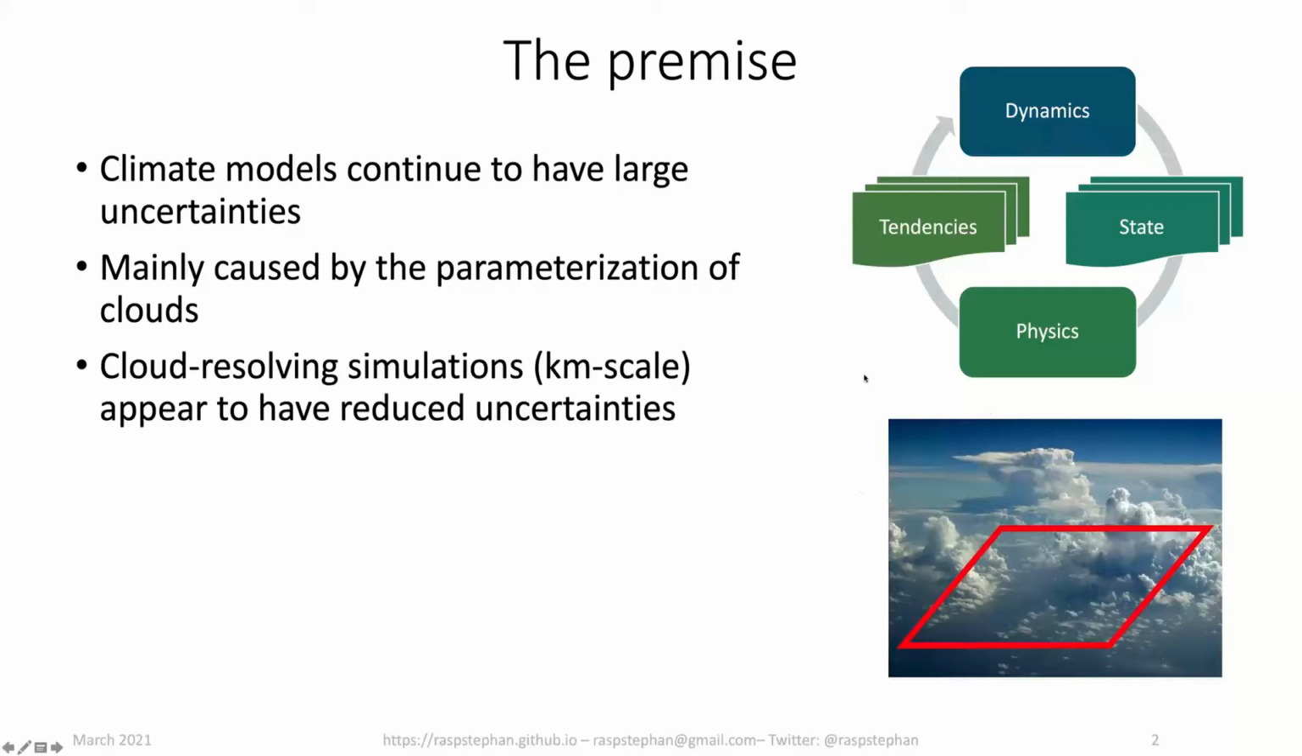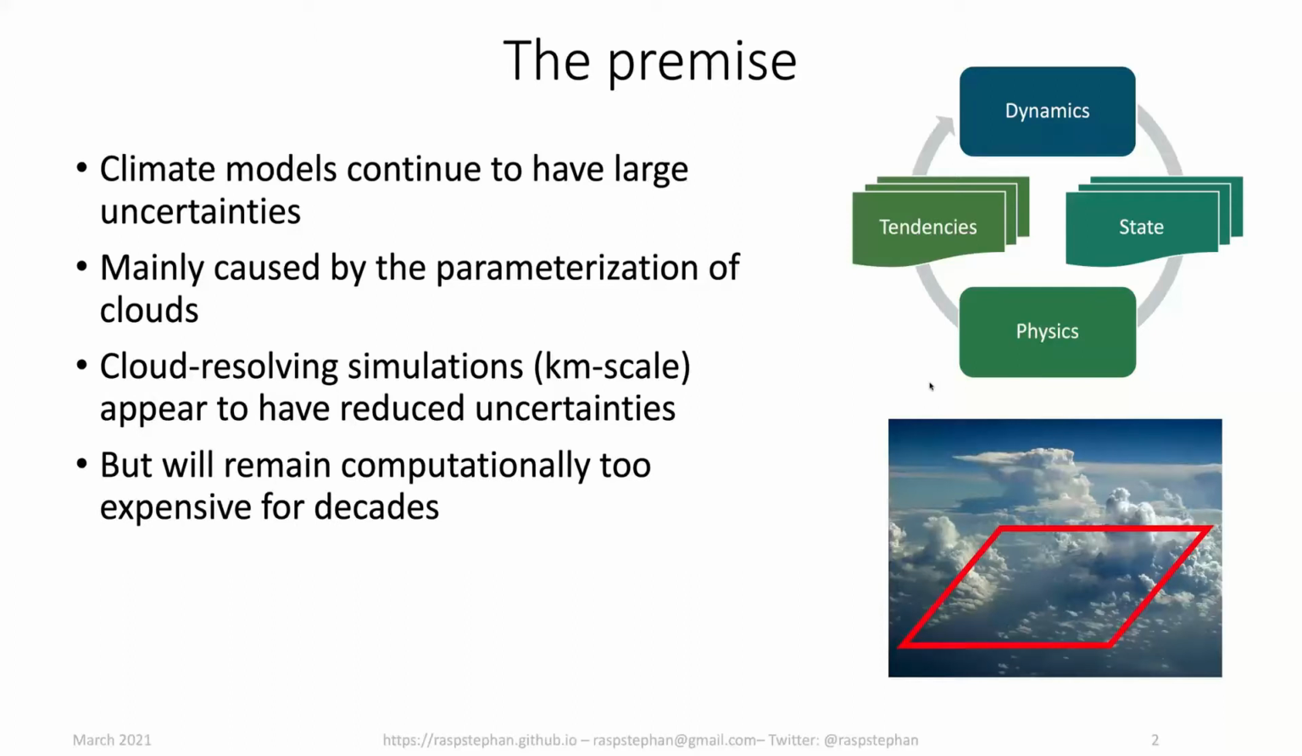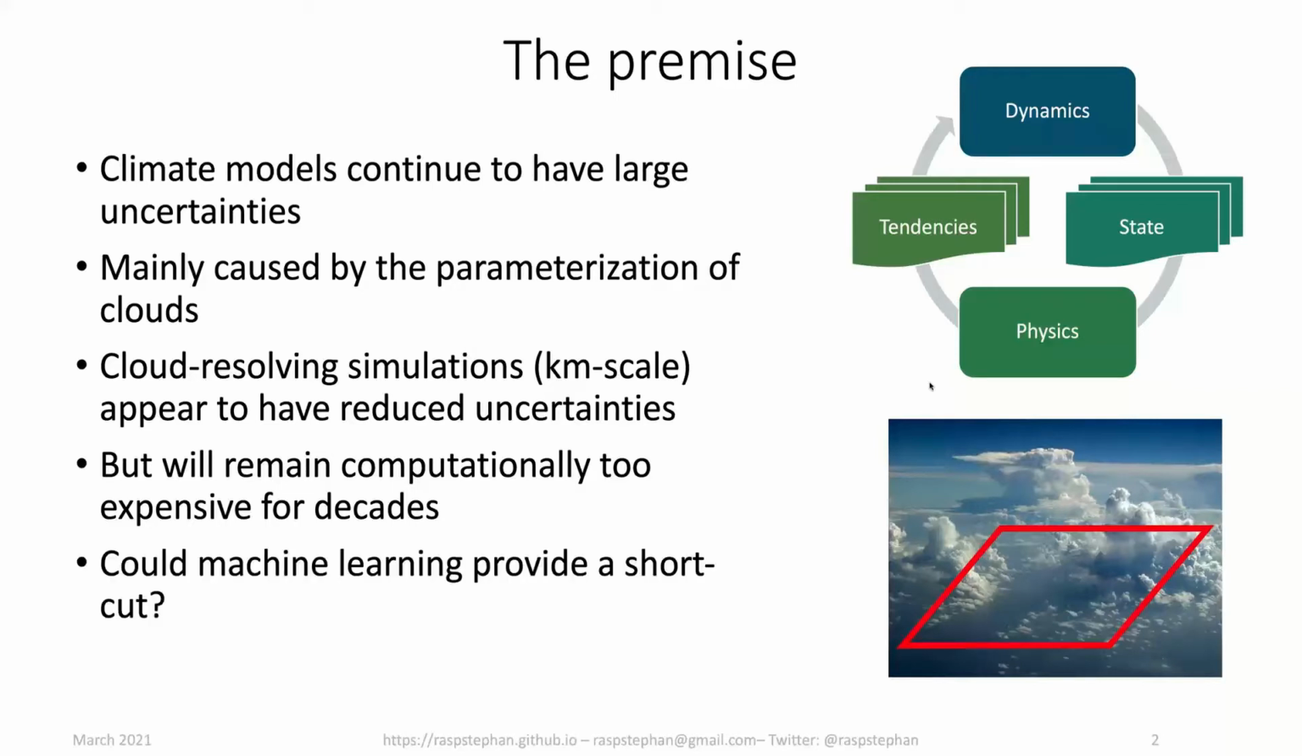Now, ideally, what we want to do is we want to resolve the clouds, because then we need to make fewer approximations, and evidence has shown in recent years that this will also reduce uncertainties. But of course, these simulations are really expensive and will probably remain too expensive for a decade or two if we're thinking about long-term climate projections. But we now have the capability to run short-term high-resolution simulations. And now the basic idea is, well, can we use machine learning to basically provide a shortcut, learning from these short-term high-resolution simulations to improve our low-resolution climate models?